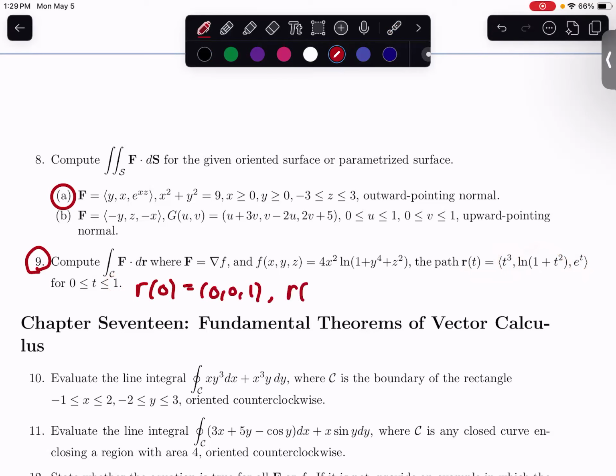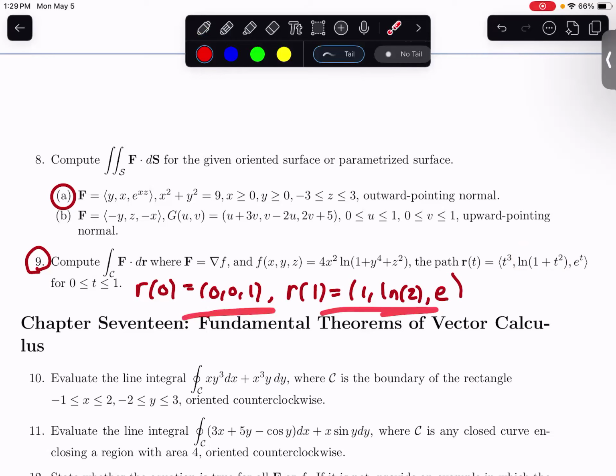And then if you plug in t equal to 1 into the parameterization, you get 1 cubed, which is 1. You get the natural log of 1 plus 1, so that's the natural log of 2. And then for the final component, you plug in t equal to 1 for e to the t power, and that'll give you an e. So you can see this isn't a closed curve, because this point is different from this point, but we can still make use of this information when computing what this vector line integral is going to be.